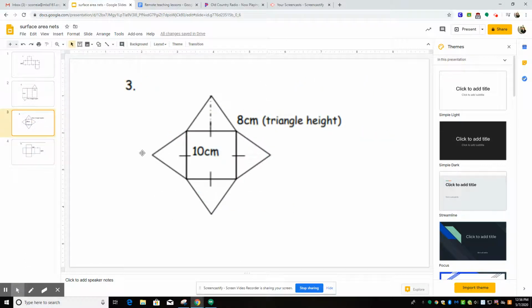We have a square pyramid. So we have a square base and then it is a pyramid shape. Remember, our square is base times height, so 10 times 10. Whoops. Which is 100.